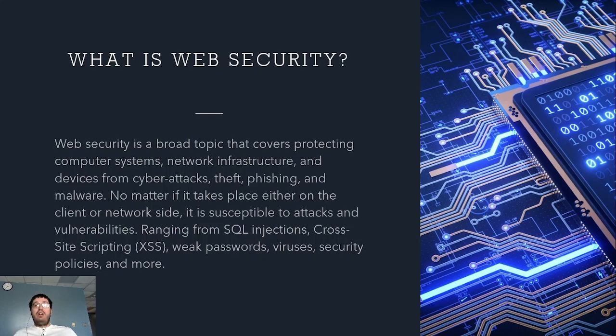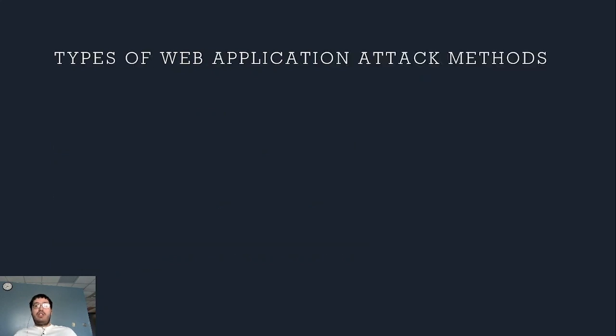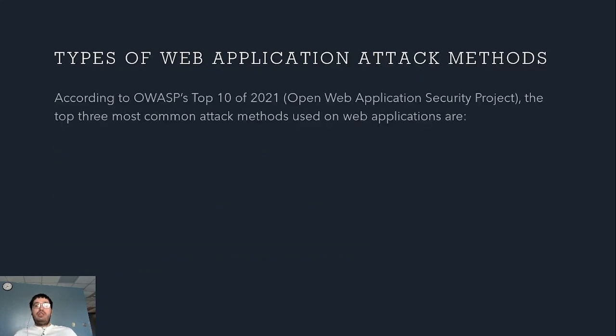So, the types of web application attack methods. According to OWASP's Top 10 for 2021 list, OWASP, also known as the Open Web Application Security Project, is an independent research organization that researches many methods on cybersecurity. The top three most common attack methods used on web applications are broken access control, second is cryptographic failures, and the third most popular are many types of injections, which I'll go over right here.